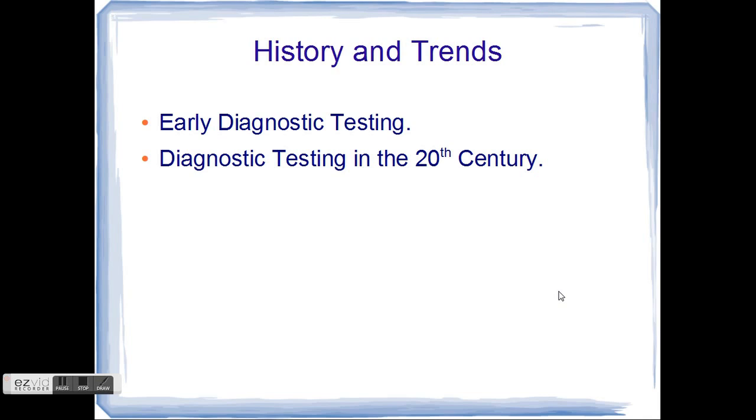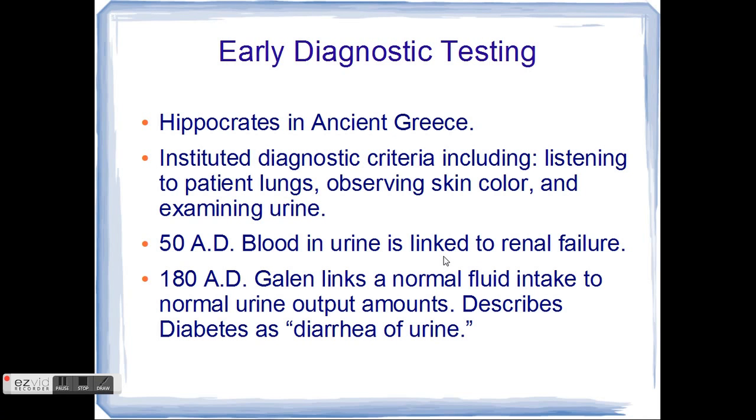History and trends are broken down into early diagnostic testing and diagnostic testing in the 20th century. Early diagnostic testing can be traced all the way back to Hippocrates in ancient Greece. He instituted a diagnostic criterion including listening to patient lungs, observing skin color, and examining urine. In 50 AD, blood in urine is linked to renal failure. This is the first time that kidney failure can be linked to blood in urine. Renal failure is kidney failure.